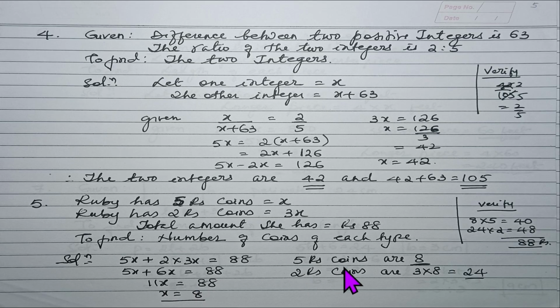That means the 5 rupees coins are 8 because x is 8, and the 2 rupees coins will be 3x, that is 24, and we can verify it. 8 into 5 is 40, 24 into 2 is 48, and when we add we get 88 rupees, and therefore the answer of 8 coins of 5 rupees and 24 coins of 2 rupees is 100% correct.